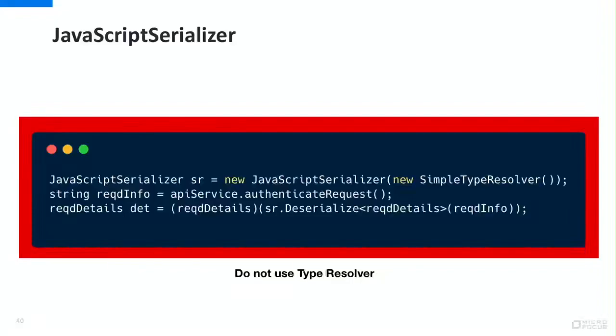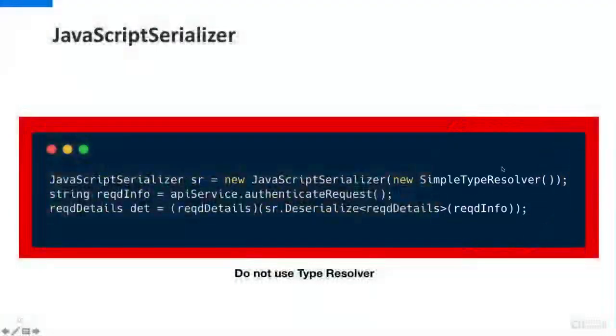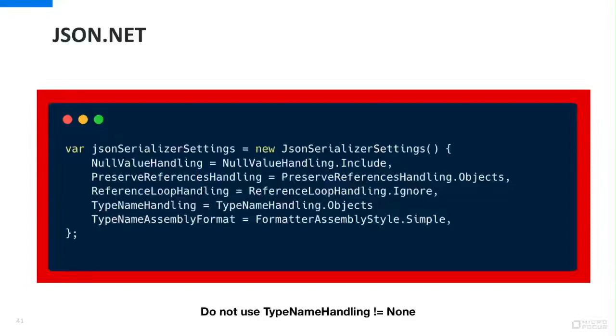JavaScriptSerializer is safe to be used with untrusted data as long as you don't do this, that is, passing a type resolver. If you use a type resolver, that means it's going to include the type information along with the JSON data, and then it's going to process that type information. So it's going to allow the attackers to instantiate arbitrary types and invoke setters that will lead to arbitrary code execution. Same thing with Json.NET.